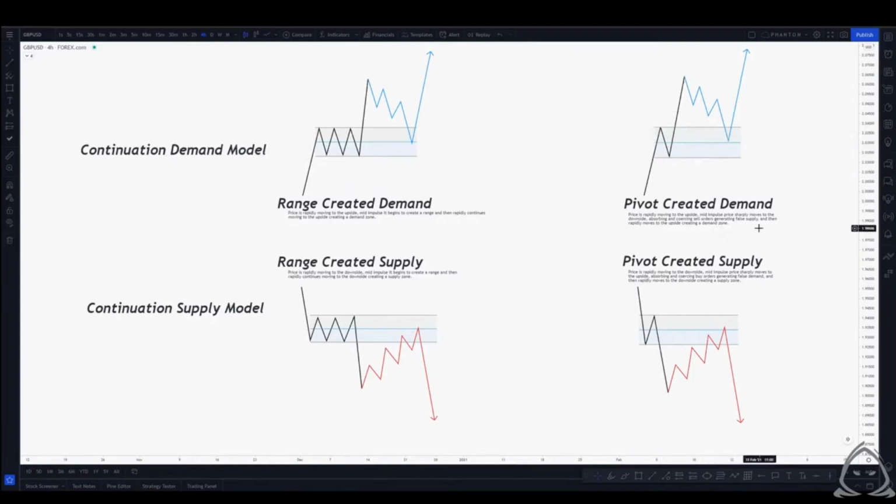Now, if we look at the pivot created supply, again, we have a sharp move to the upside, followed by an expansion to the downside. We're not looking to trade the break of that pivot, but instead waiting for price to return back to that supply zone to look for entry. The reason these are continuation models is price was already moving to the upside before the pivot was created that created that demand zone, or price was already moving to the downside before it created that pivot that created the supply zone. We are basically just looking for price to continue in that direction, look for our footprint, and then wait for price to return to those zones.